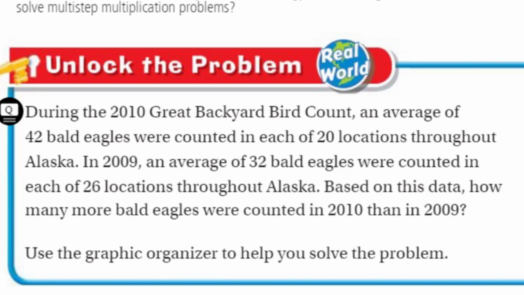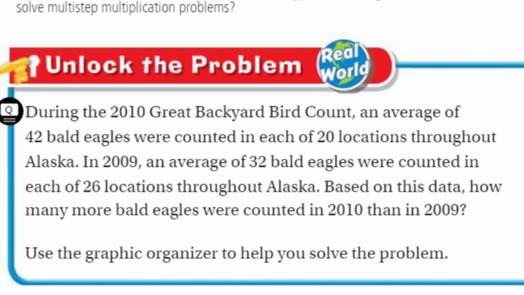I like this. During the 2010 Great Backyard Bird Count, an average of 42 bald eagles were counted in each of 20 locations throughout Alaska. In 2009, that's 1 year before, an average of 32 bald eagles were counted in each of 26 locations throughout Alaska. Based on this data, how many more bald eagles were counted in 2010 than in 2009? It says use the graphic organizer to help you solve the problem, which we're going to get ready to do.